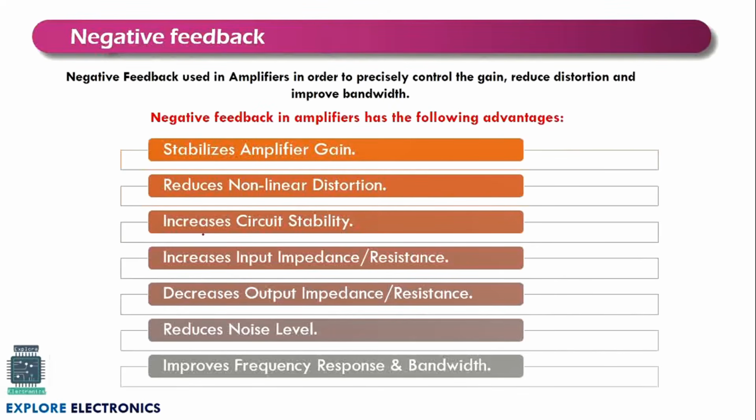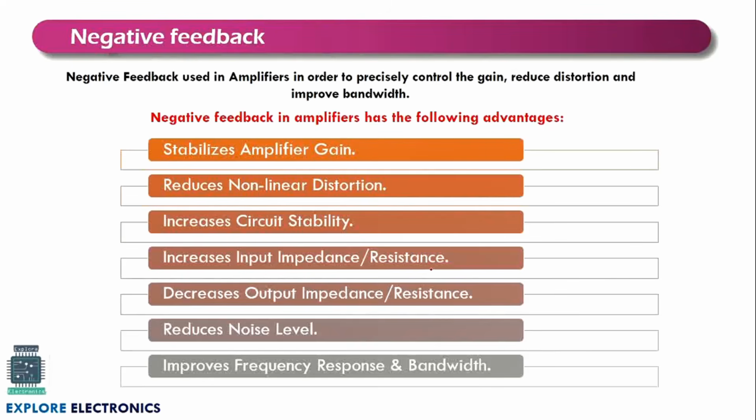And the negative feedback circuit increases circuit stability. And also it increases input impedance or resistance. While discussing the input resistance, I told you input impedance of any amplifier should be high. By giving the negative feedback, we can increase the input impedance. Similarly, output impedance of the amplifier should be low. By giving the negative feedback, we can decrease the output impedance. Similarly, it reduces the noise level. As I said, the second point reduces the nonlinear distortion.